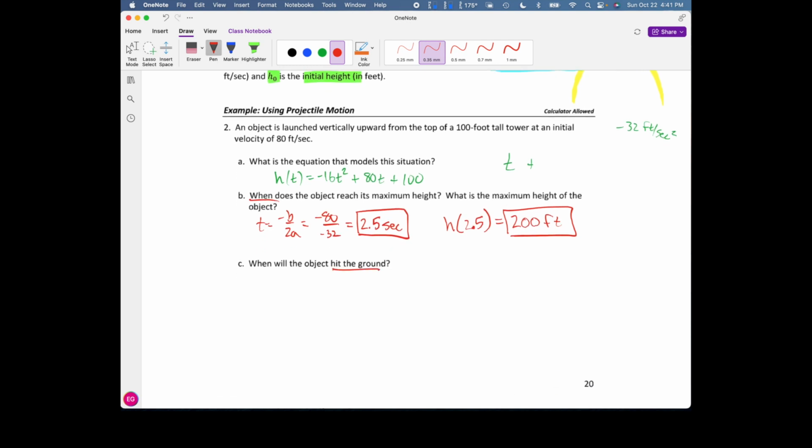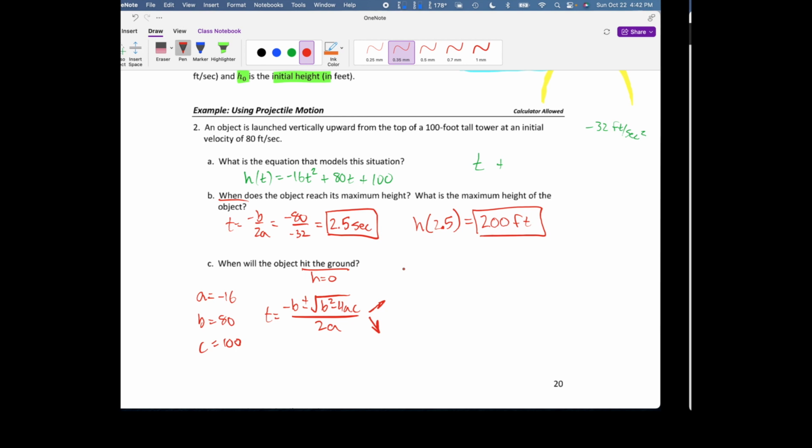Now, when does the object hit the ground? So the object's going to hit the ground when our height is 0. So if we set this equation equal to 0, then we could either factor it or we could use the quadratic formula. We're going to choose to use the quadratic formula, and here's the work that I want you to show me. I want you to tell me what a, b, and c are. Okay, so a is negative 16, b is 80, and c is 100. And then I want you to write out what the quadratic formula is. So you're just going to write negative b plus or minus the square root of b squared minus 4ac. So you're not plugging anything in.